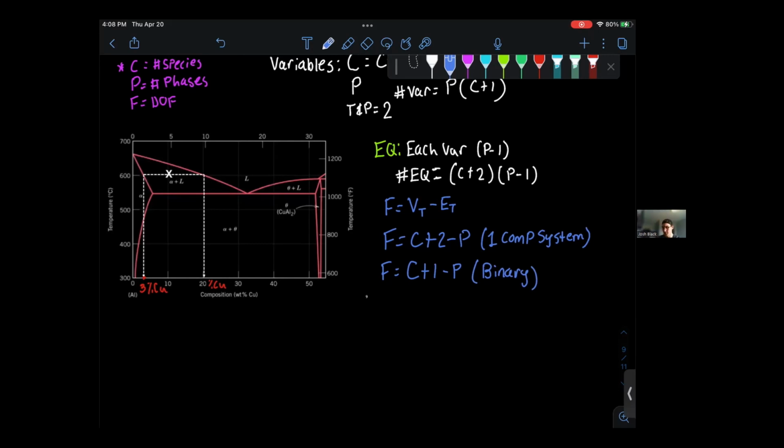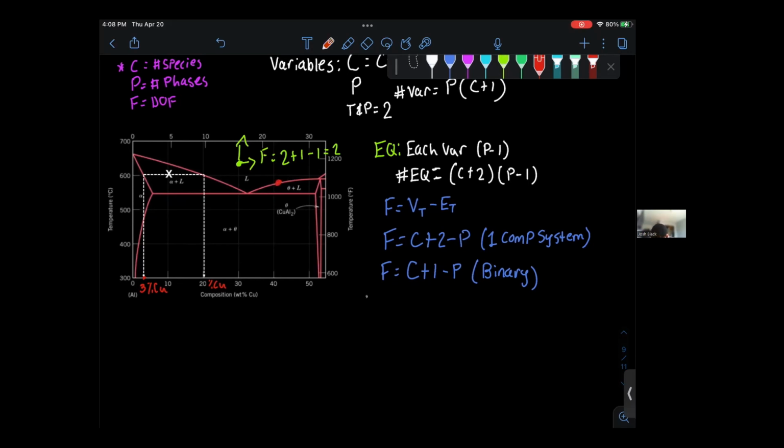Well, let's use some examples. We have a binary system here. If we were in this bulk phase, what is our degrees of freedom? Well, how many species do we have? We have 2 species plus 1. We're in one phase, so we have 2 degrees of freedom. We can change temperature and we can change composition.